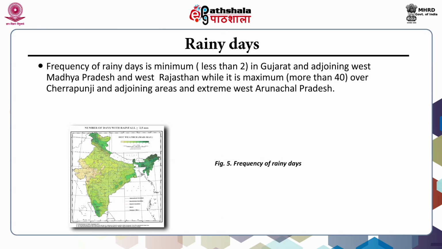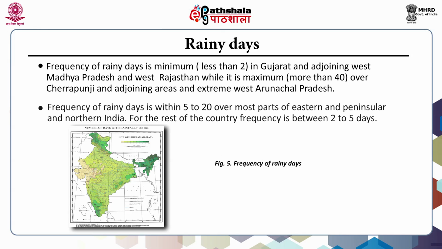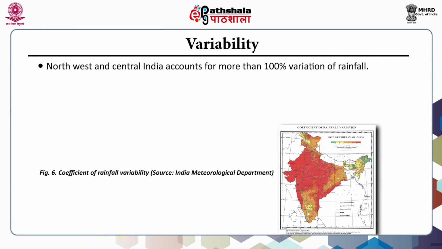The frequency of rainy days is minimum, which is less than 2 days in Gujarat and adjoining West Madhya Pradesh and West Rajasthan, while it is maximum over Cherrapunji and adjoining areas, and extreme West Arunachal Pradesh, where it is more than 40 days. The frequency of rainy days is within 5 to 20 days over most parts of eastern, peninsular and northern India. For the rest of the country, the frequency is between 2 to 5 days.